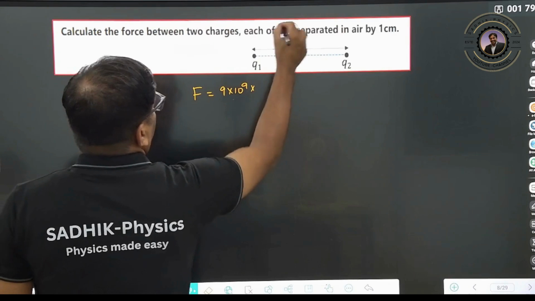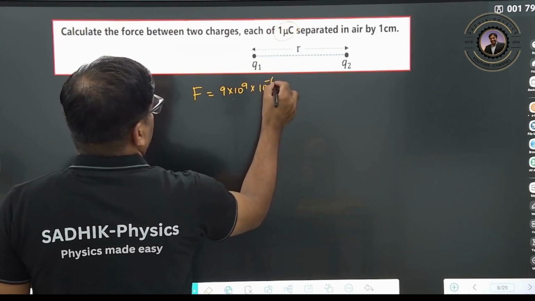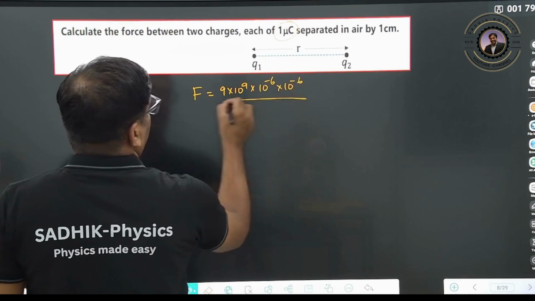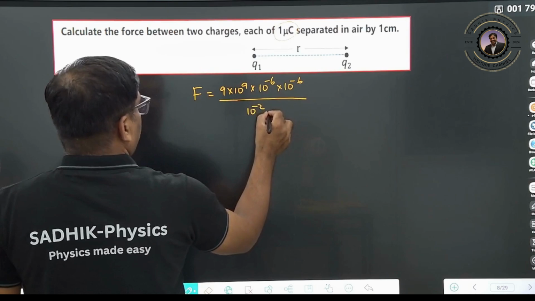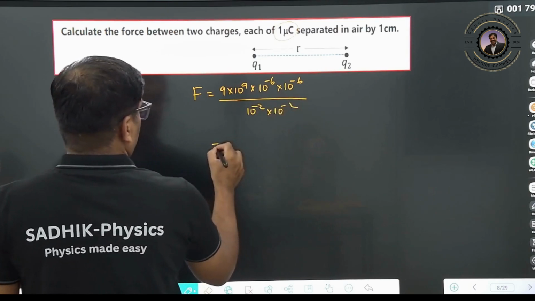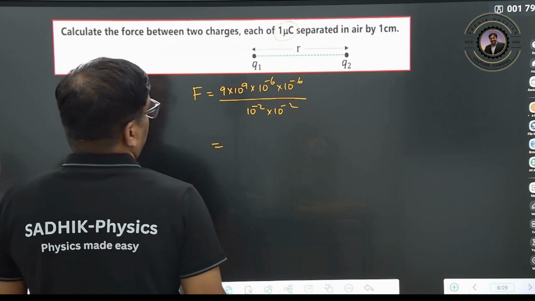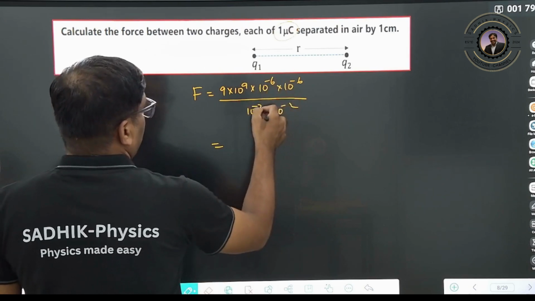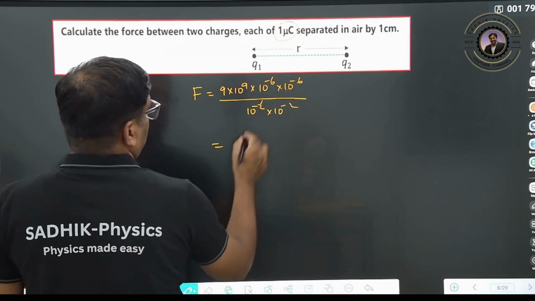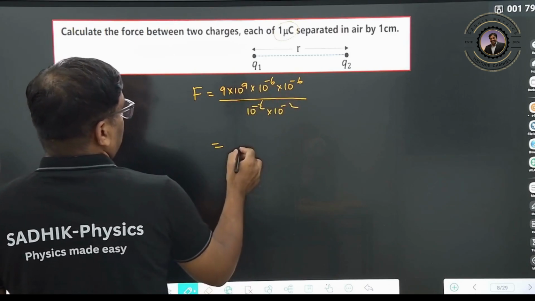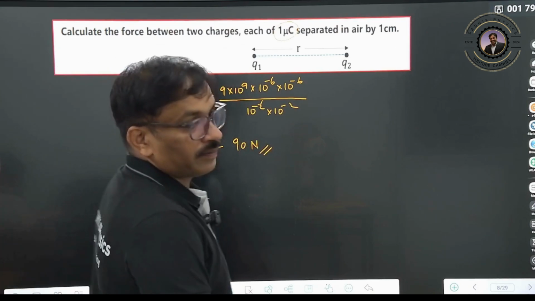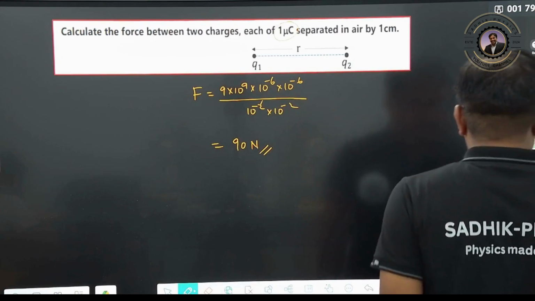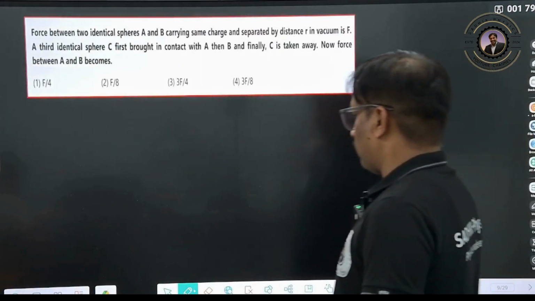1 microcoulomb means 10 to the power of minus 6 into 10 to the power of minus 6, divided by 1 centimeter, 10 to the power of minus 2 whole square, means 10 to the power of minus 4. So how much will it be? 4 plus 4 is 8, therefore 90 newtons will be your answer. Clear?